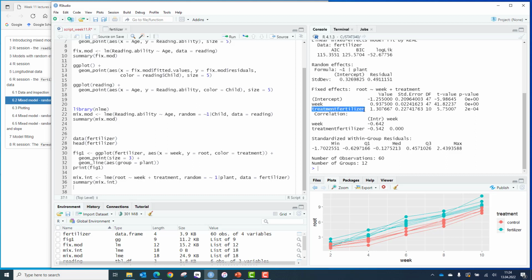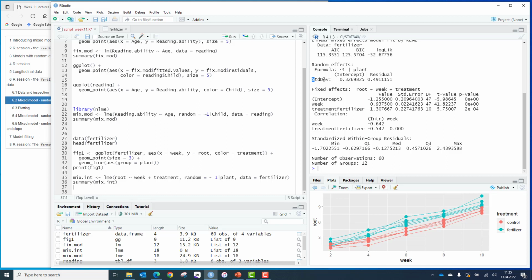The effect of treatment, fertilizer: control is used as the reference here, because that was the first factor level. Going from control to fertilizer means we add something to the intercept. And that's also reasonable. We see that all the blue ones are above the red ones, right? The fertilizer roots are in general longer than the control roots. And this is also highly significant, because even though there is some overlap here, for the rest all the blue ones are above the red ones.